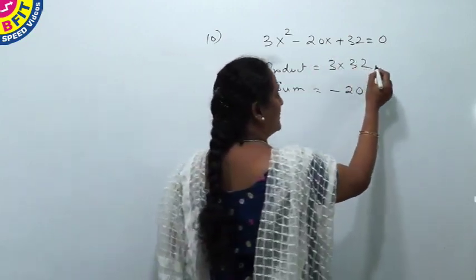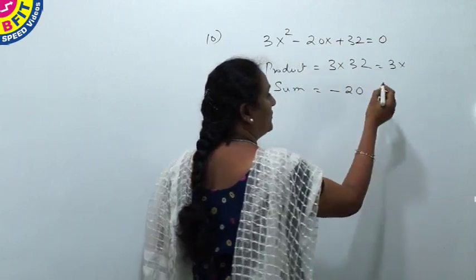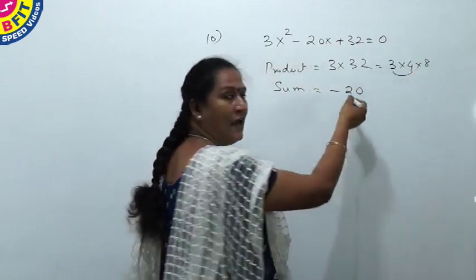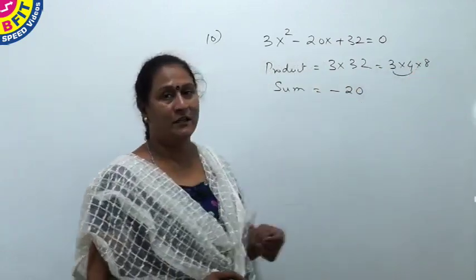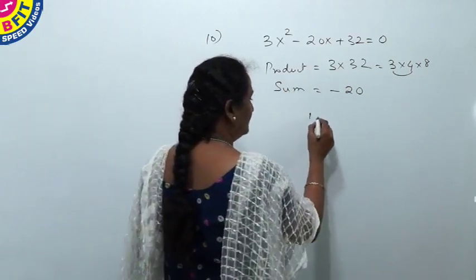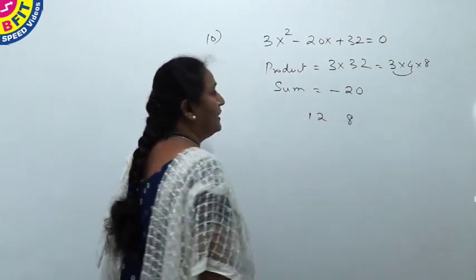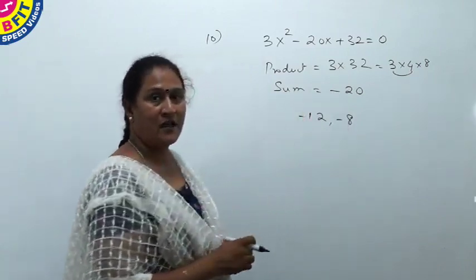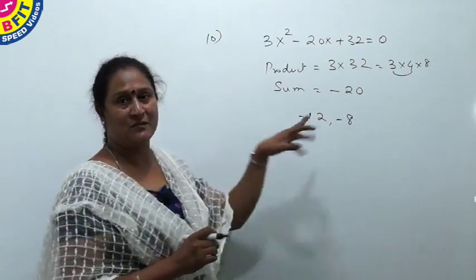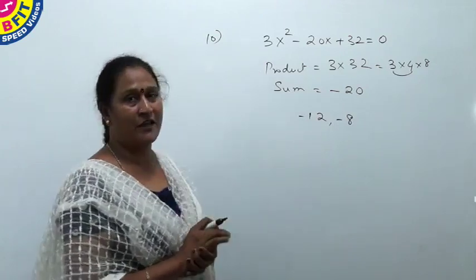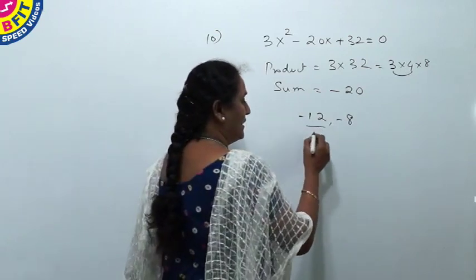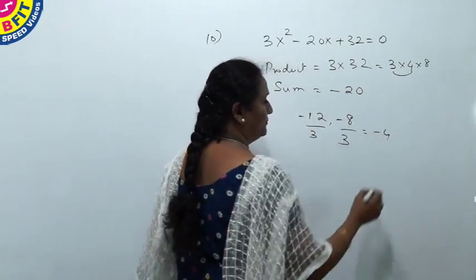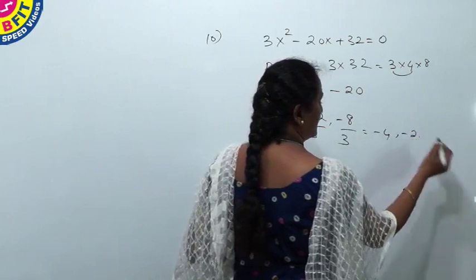So we'll split these numbers. So 32 can be written as 4 into 8. So the numbers 12 and 8 when added you get 20 and product is 32. And as you have here minus 20, give minus for both the numbers. And now the second step is to divide the numbers by their coefficient. So here coefficient of x square is 3. So divide the numbers by 3. So we have minus 4 and minus 8 by 3, it is minus 2.6.